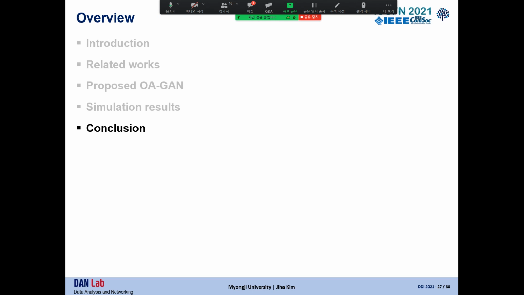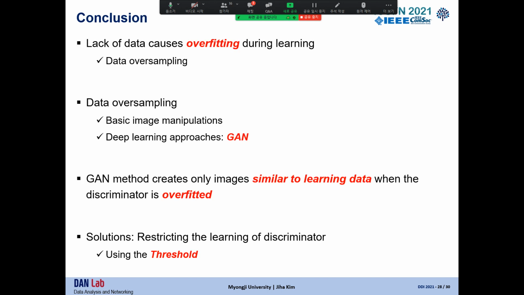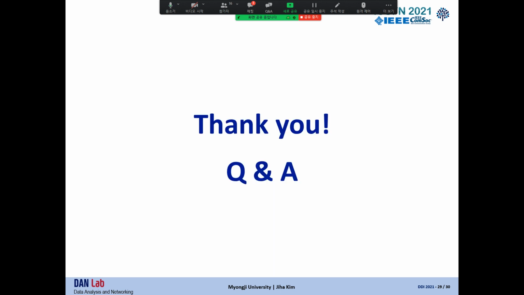Okay, today I have shown you the paper on OA-GAN. I'd like to recap the main points of my presentation. First, I covered the problem of overfitting of the discriminator during the data oversampling method. Then we talked about a learning process to avoid overfitting by restricting the discriminator. Finally, we use a value called threshold, indicating that the value is 0.5. Okay. Thank you very much for your attention.